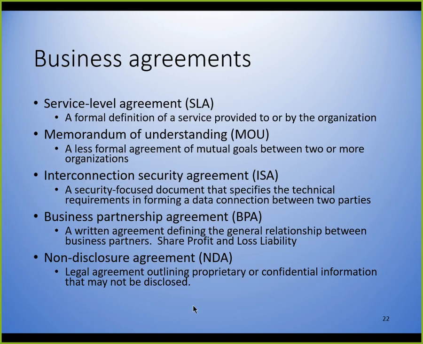A group of business agreements, a service level agreement, formal definition of service provided to or by an organization. When you have an ISP, you'll have a service level agreement with the ISP. It's going to define all of the technical specifications for the network. It includes the uptime, what is the guaranteed uptime? 99% gives you like 5 days a year down. 5 nines, I think we saw that as like 12 or 17 minutes a year downtime.